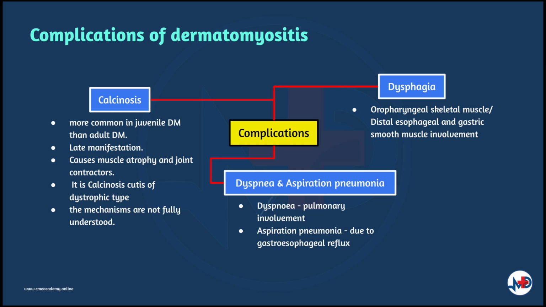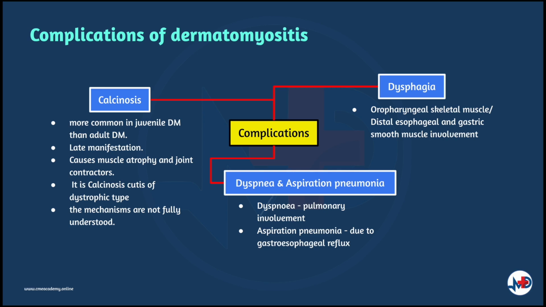There are a few complications that may develop in patients with dermatomyositis. Calcinosis is more common in juvenile DM than adult DM. It is usually the late manifestation. It can cause muscle atrophy and joint contractures. And patients usually complicate with calcinosis cutis of dystrophic type. However, the mechanisms are not fully understood.